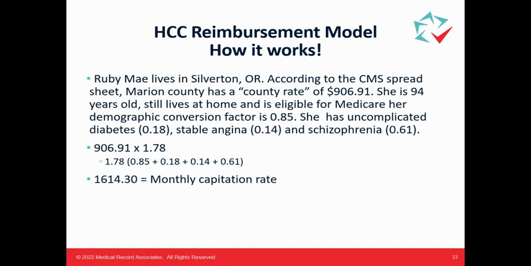So we're going to take 906.91 times 1.78. The 1.78 is her demographic conversion factor of 0.85, plus the weights for each of the HCCs reported above: the diabetes, stable angina, and the schizophrenia. Those are all the weights, okay? So this, 906.91 times 1.78, is 1,614.30. So $1,614.30 per month is the monthly capitation rate.